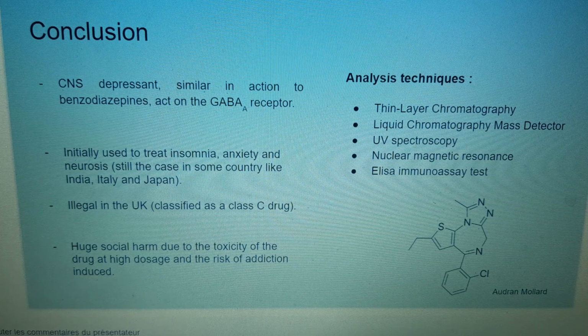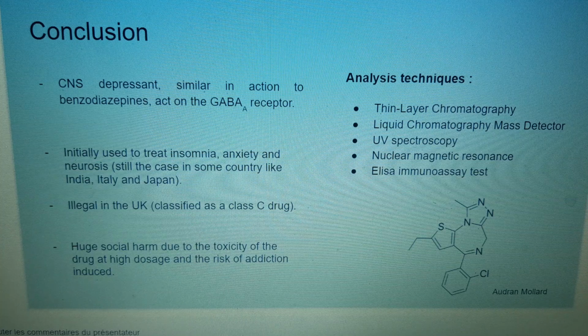But in the UK, it's illegal and classified as a Class C drug due to the toxicity of the molecule at high dosage. It has been involved in many deaths in the UK because some people use it as a recreational drug because of the euphoric and relaxant effects it has on the body. So it is important to know how to detect it with laboratory techniques.